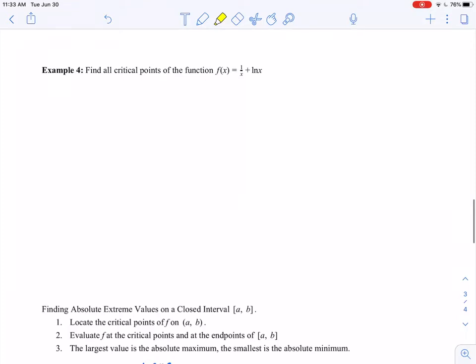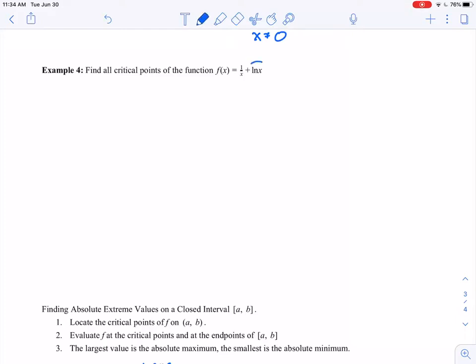Next, I want to find the critical points of f of x equals 1 over x plus natural log of x. I'm going to start off exactly the same way that I did before. So I'm going to look at the domain of this function first, because remember, if we're looking for critical points, those have to be in the domain. I'm going to look at each of these separately and then mash together the domains. If I look at 1 over x, that's going to be a problem. x cannot equal 0, because if x is 0, I'm dividing by 0. Can't have that. So that's our first problem with our domain.